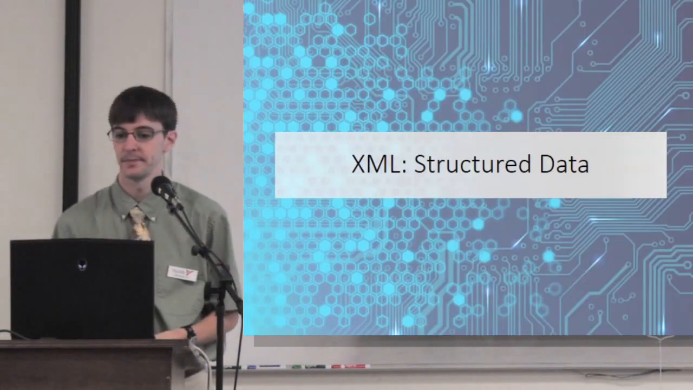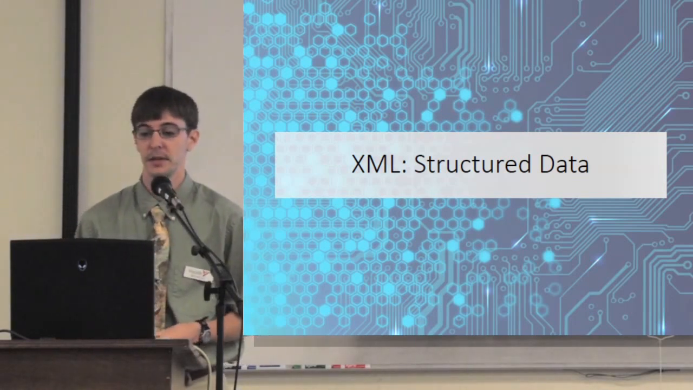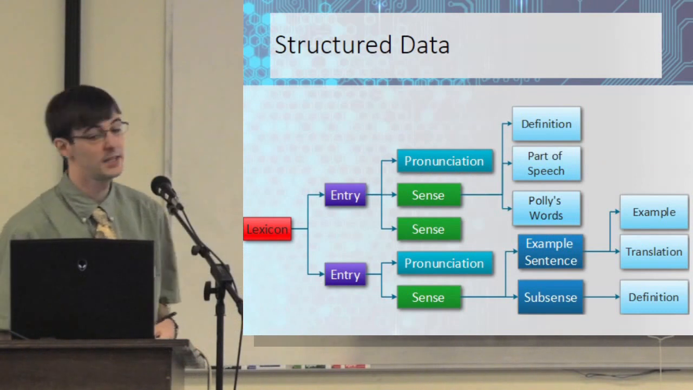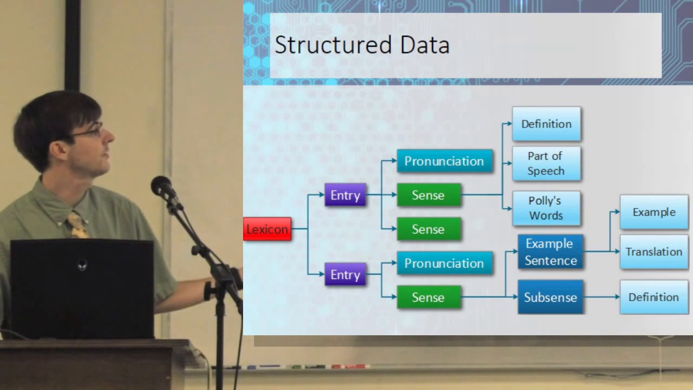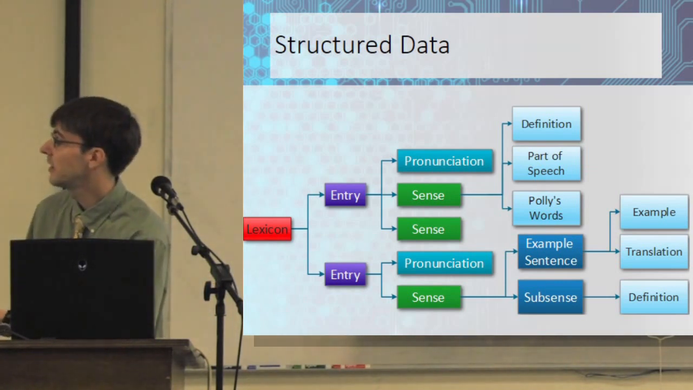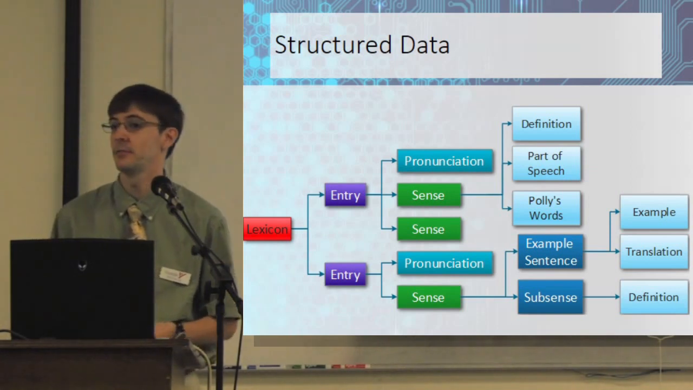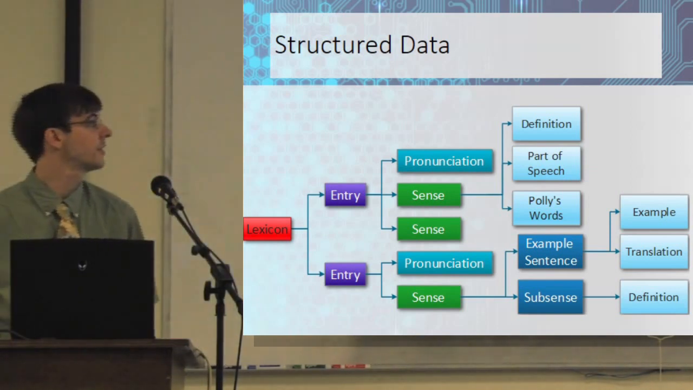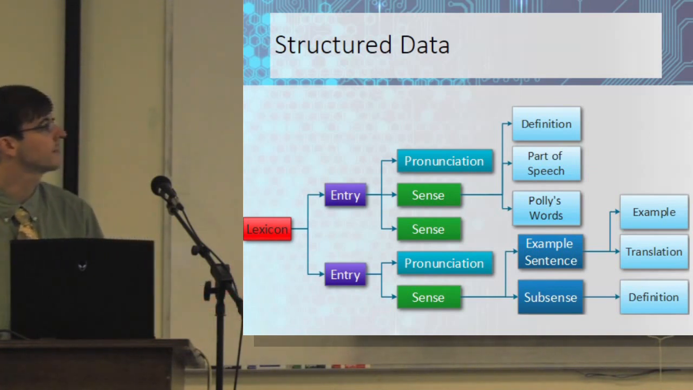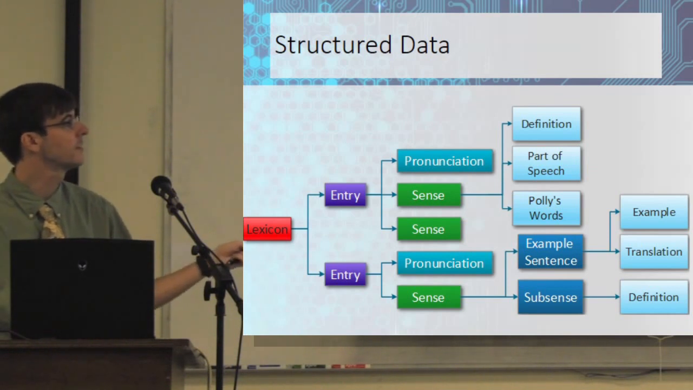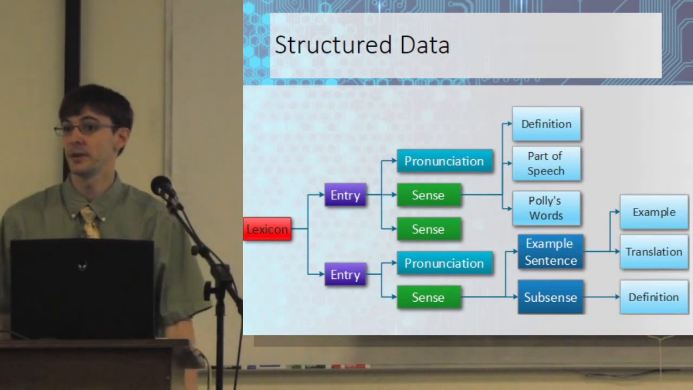Moving forward again. XML is structured data. What I mean by structure is that a lexicon has many entries, and so we have an example here of two entries. And for those of you on that side, it's over there. Each entry can have many different things underneath it. You can have pronunciation, senses, and this one has a pronunciation and a sense. And under that sense, it has a definition, a part of speech, and that's that custom column I had before of the words I taught Polly.